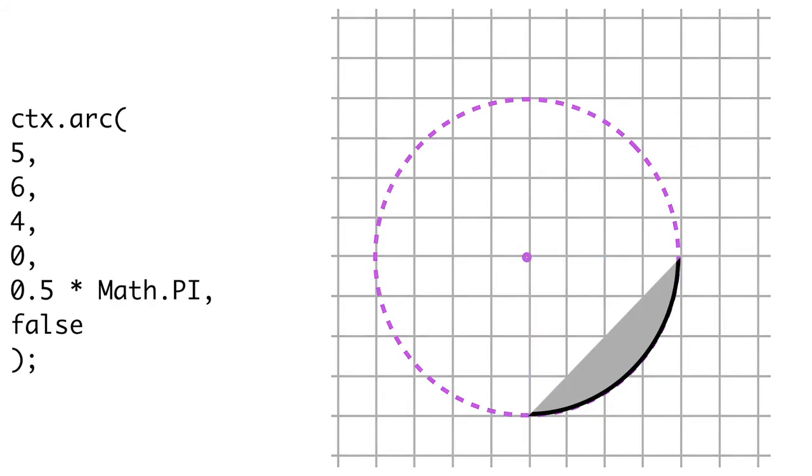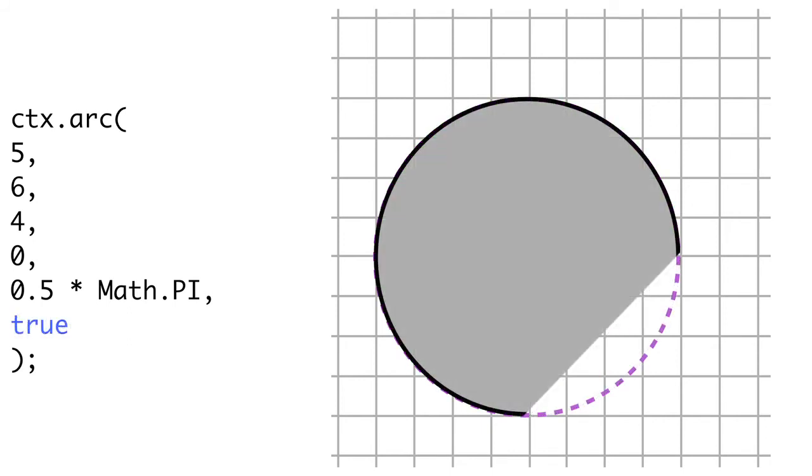We can stroke a quarter rotation by setting the start to 0 and the end to 0.5 pi, and setting anticlockwise false. Notice how the fill closes from the start of the curve to the end of the curve. We could draw three quarters of a rotation by going from the same start and end, but going anticlockwise.